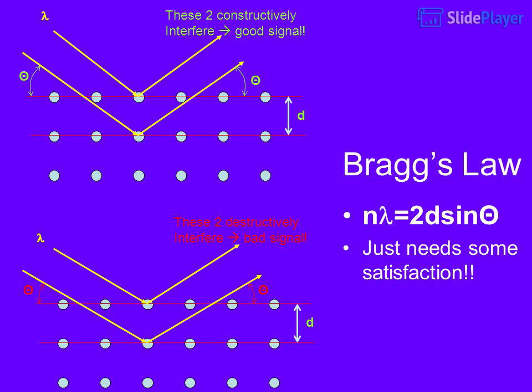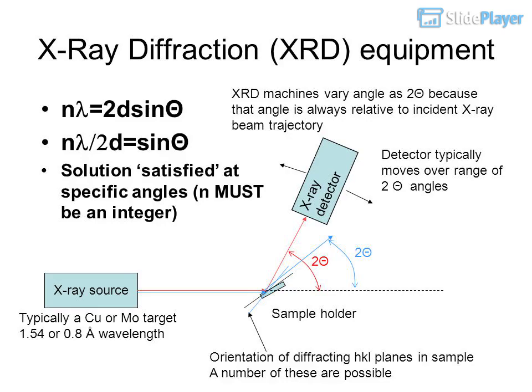When these two waves destructively interfere, it gives a bad signal. X-ray diffraction, XRD, equipment: XRD machines vary the angle as 2θ because that angle is always relative to the incident X-ray beam trajectory.